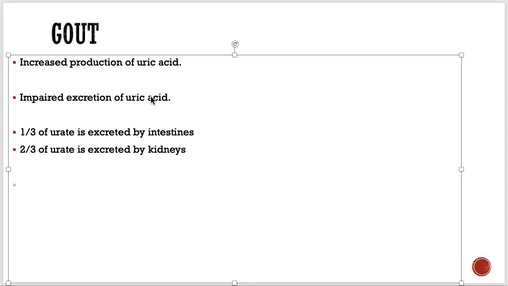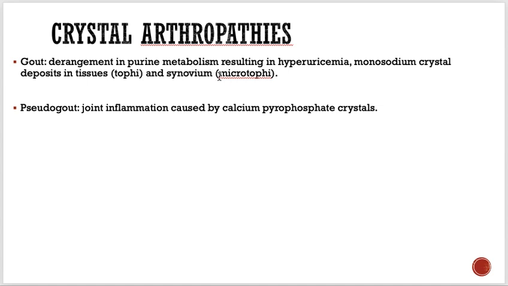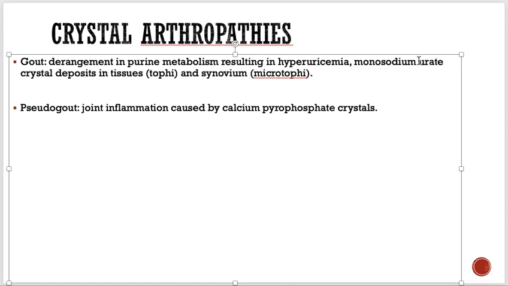So simply, either there will be increased production or impaired excretion, right? Whatever the case, the sodium urate crystals are going to deposit in the blood, in the joints, in the body. When the uric acid level in the body is increased, we call it hyperuricemia, and it can be deposited in the tissues in the form of tophi, and in the synovium in the form of microtophi, as well as in the bone, and they will crystallize to form monosodium urate crystals. Okay, so monosodium urate crystals can lead to gout.